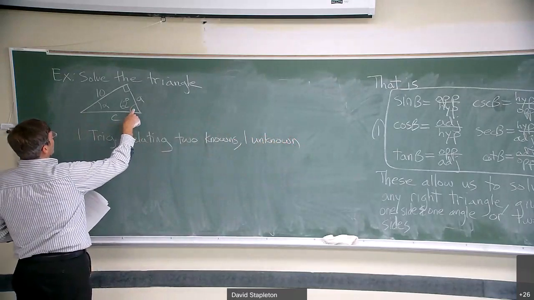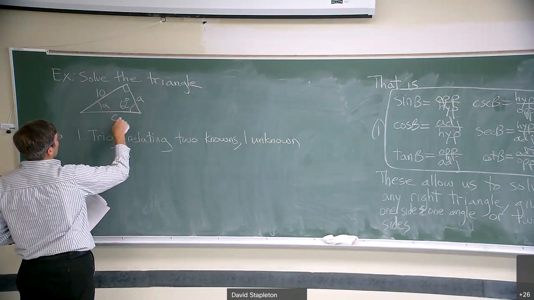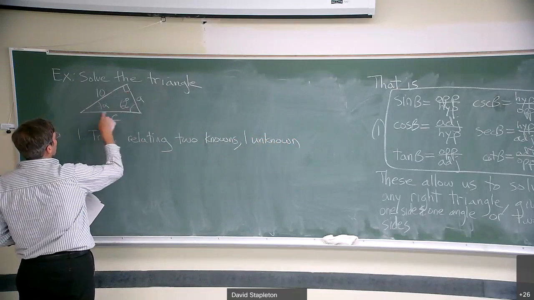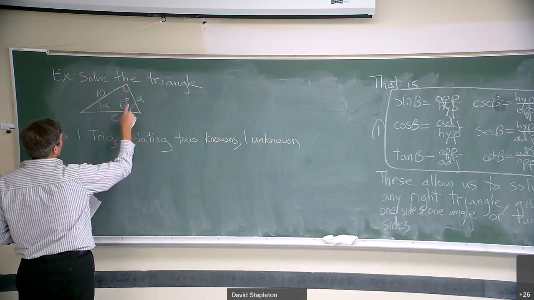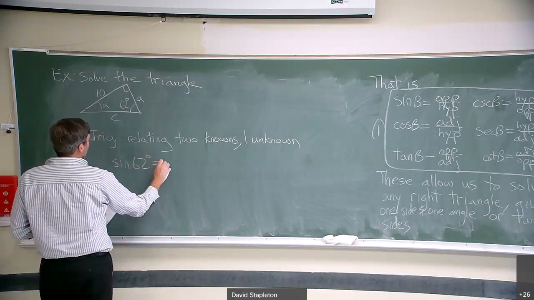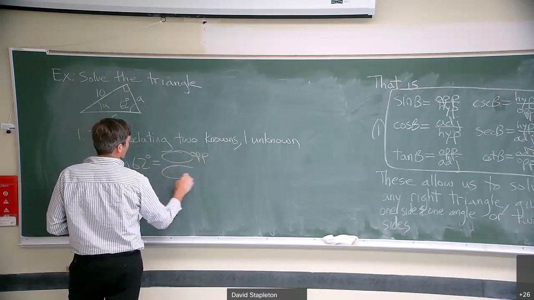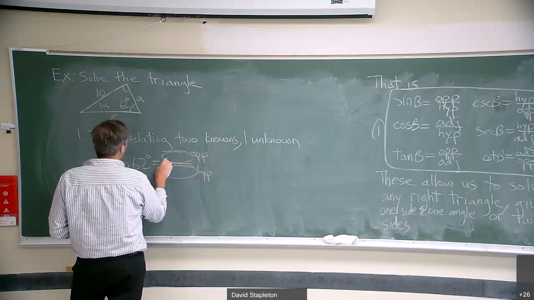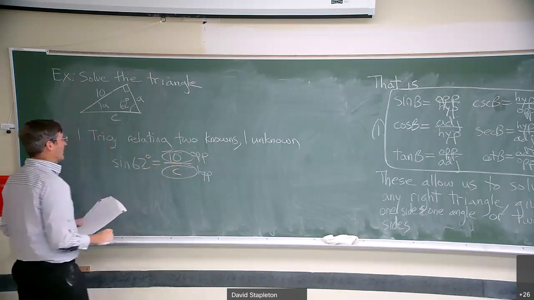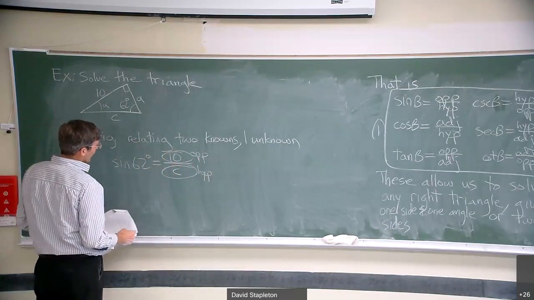So here's an angle here, and I know this one, so I want to relate it to another side. Let's relate it to this side. We'll say this side is opposite the angle, and this is the hypotenuse opposite the right angle, so it's sine 62 degrees is equal to the opposite over the hypotenuse, right? The numbers 10 that we know and C that we want to find. All right, sine 62 equals 10 over C. Now I can solve it for C.